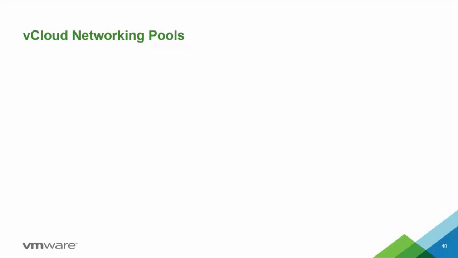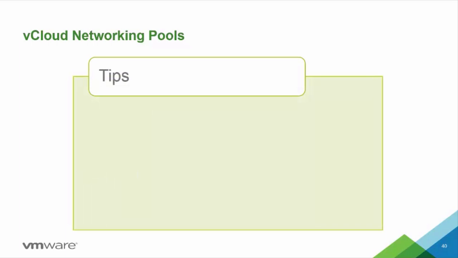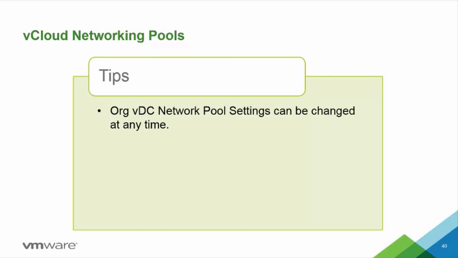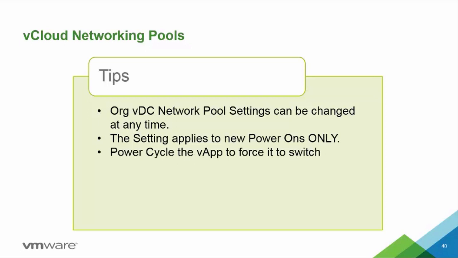A tip that we would have for our network pools would be just to remember that the org VDC network pool settings can be changed at any time. So the setting applies to new power-ons only. So if we power cycle the vApp, it'll actually force it to switch over for us.